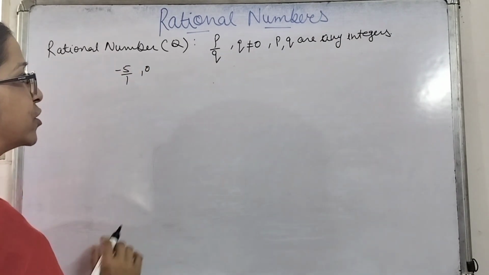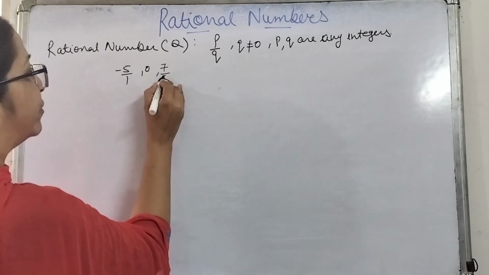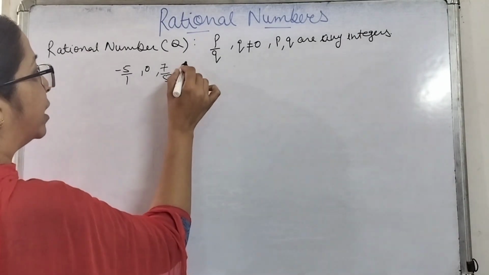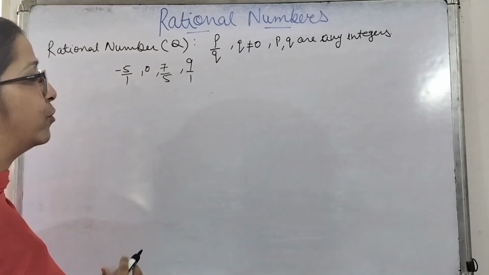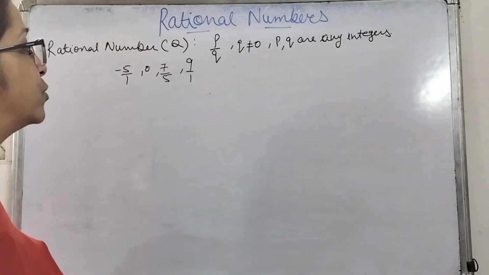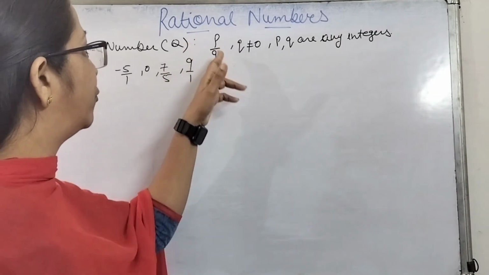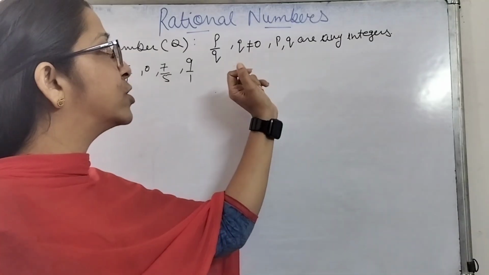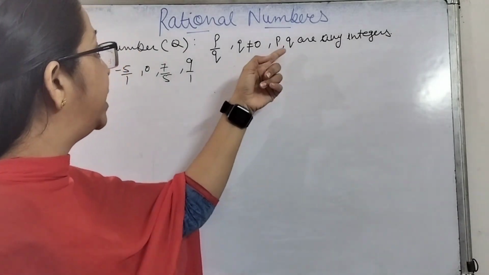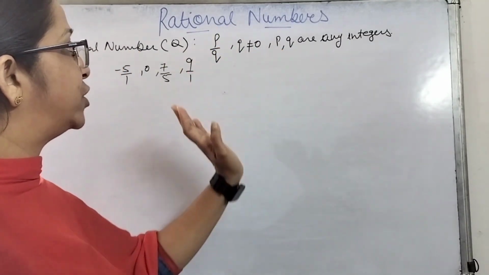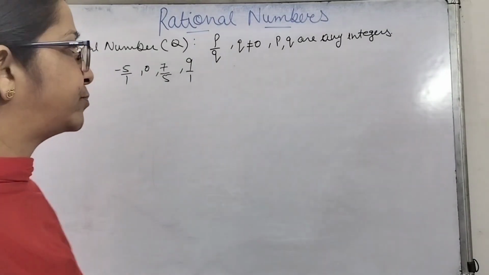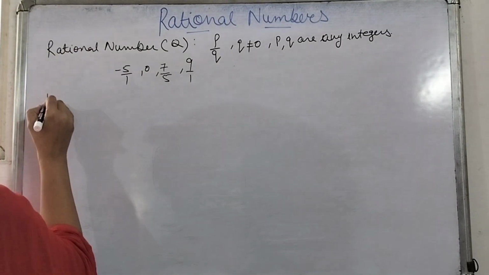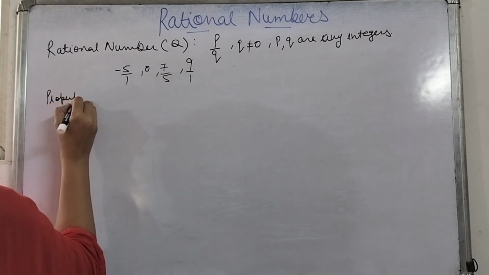0 is also a rational number. 7 upon 5 is also a rational number. 9 is also a rational number because 9 could be written as 9 upon 1. So all the numbers which can be represented in the form of P upon Q, where Q is not equal to 0 and P and Q are any integers, such type of numbers are known as rational numbers. Now let's see the properties of rational numbers.